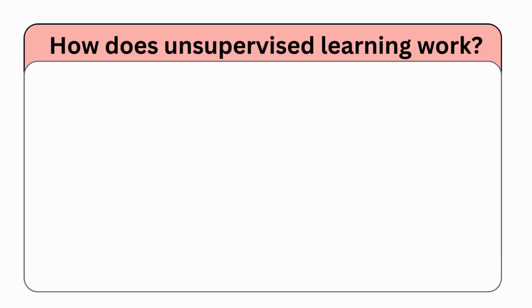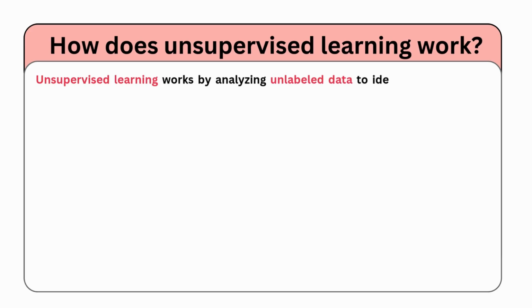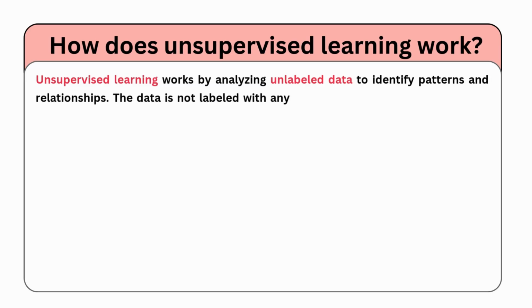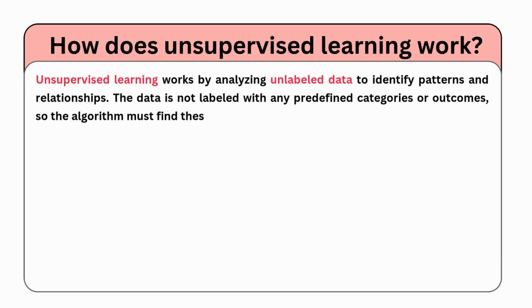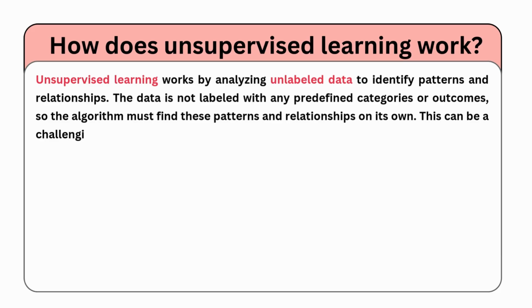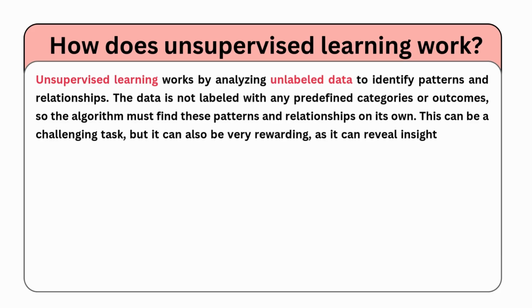How does unsupervised learning work? Unsupervised learning works by analyzing unlabeled data to identify patterns and relationships. The data is not labeled with any predefined categories or outcomes, so the algorithm must find these patterns and relationships on its own. This can be a challenging task, but it can also be very rewarding, as it can reveal insights into the data that would not be apparent from a labeled dataset.